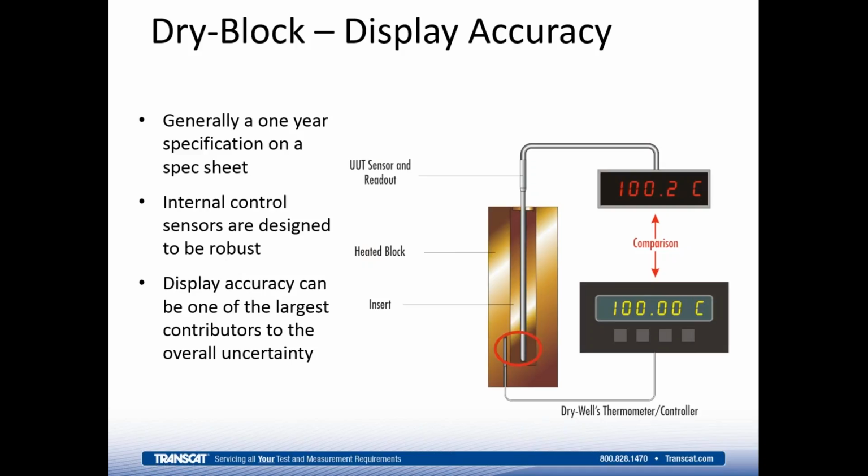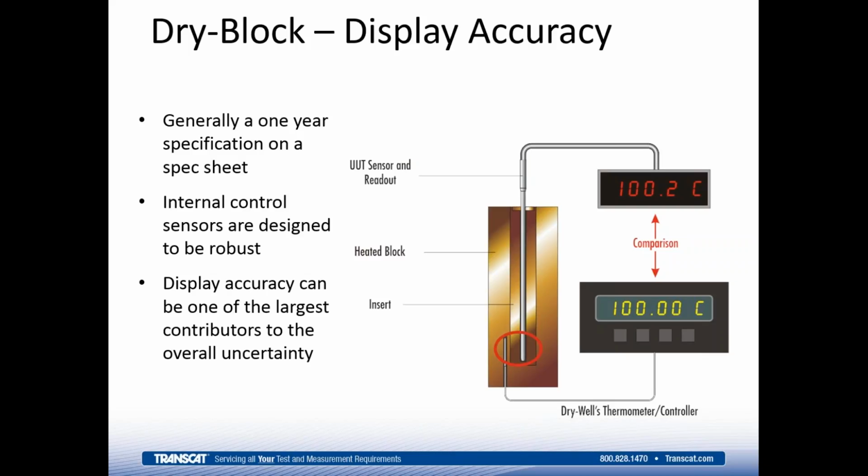Display accuracy on a Fluke dry block calibrator is the sum total of all of the errors inherent in the dry block calibrator. So all these others that we're going to talk about are just components of the total. The total is referred to as the display accuracy. So that's the accuracy I get when I'm looking at the display of the dry block. That should be pretty easy to understand. It's generally a one-year specification on the spec sheet. Certainly for all the Fluke instruments it is.